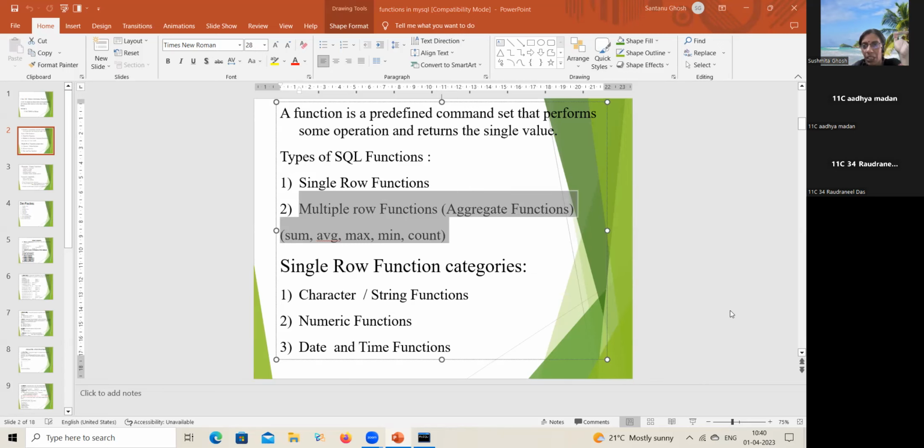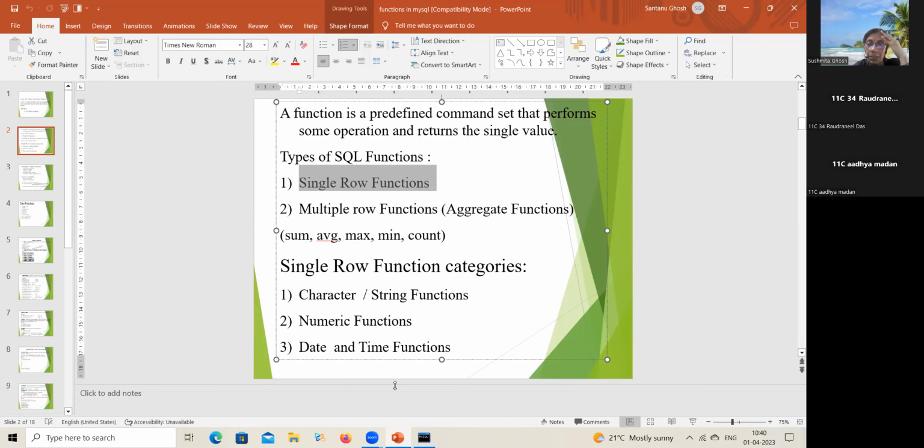Yes, Rodrin remembers. Adya, you remember count star, max, min, average. Correct. Okay, good. So these we had done, aggregate functions, right? Now this year we start with the single row functions.